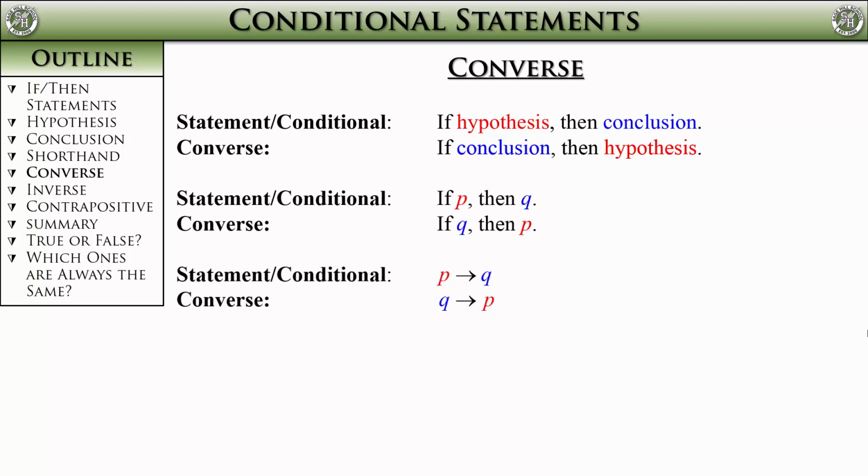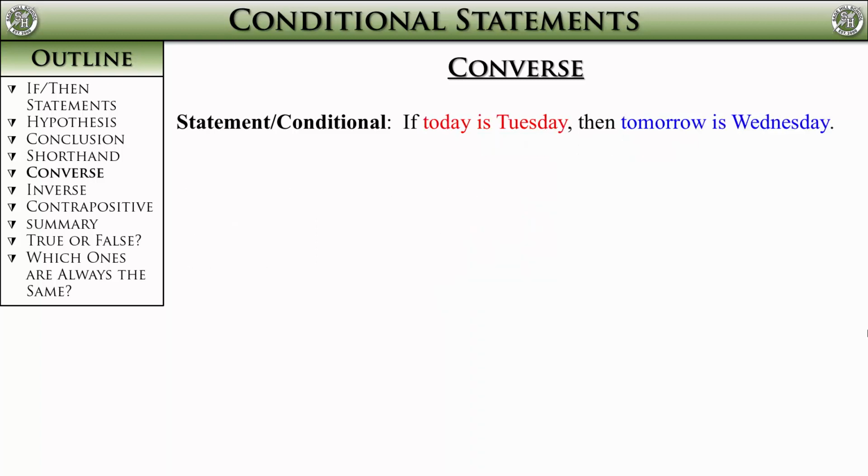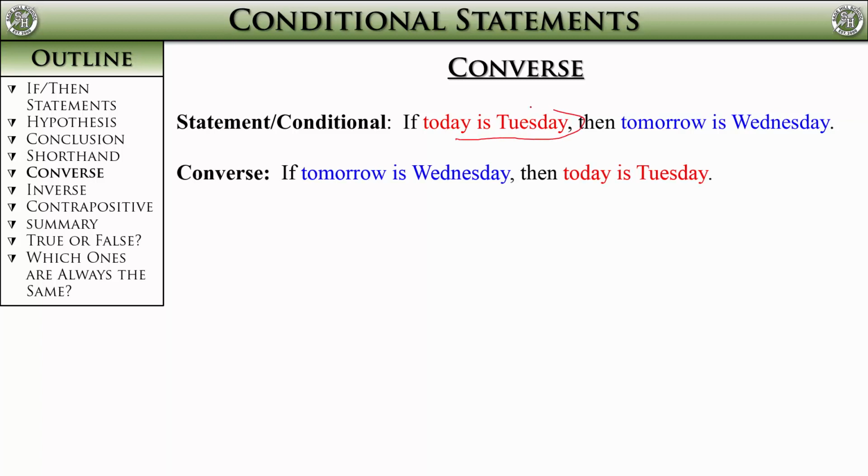Let's see an example. Here I have a statement we went over earlier. If I want to write the converse, the conclusion tomorrow is Wednesday becomes the new hypothesis, and the hypothesis today is Wednesday becomes my new conclusion. Here's what it looks like. All we did was take this and move it here, and all we did is take this and move it over here. That's all there is to the converse. You just switch the places around.